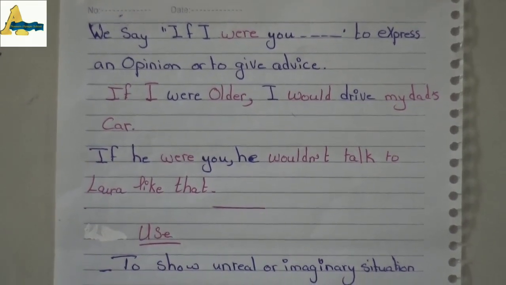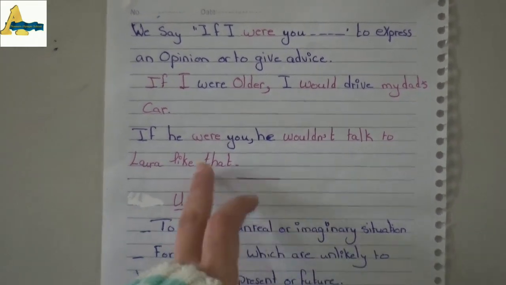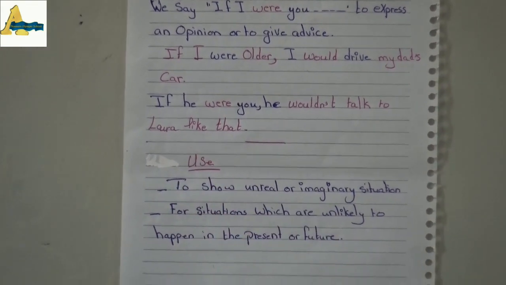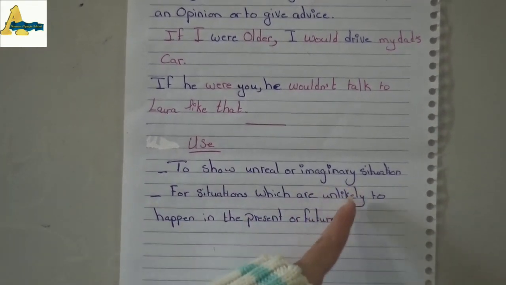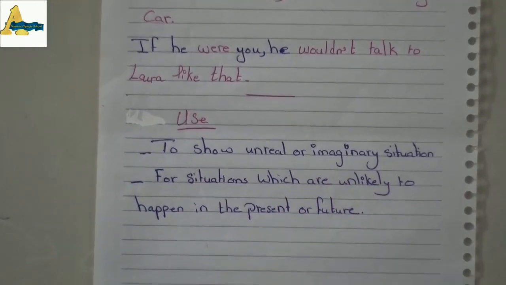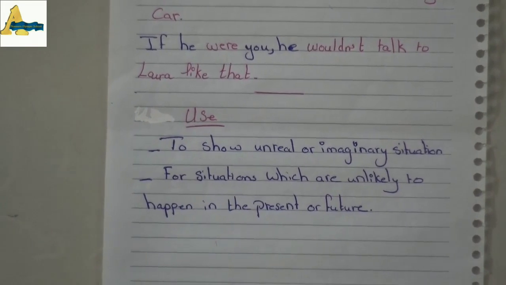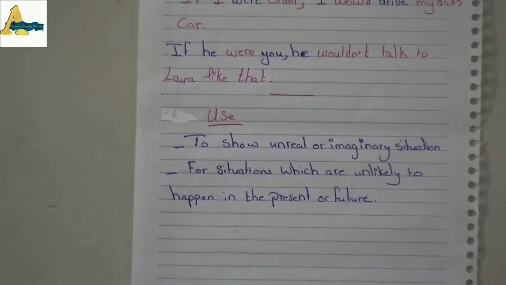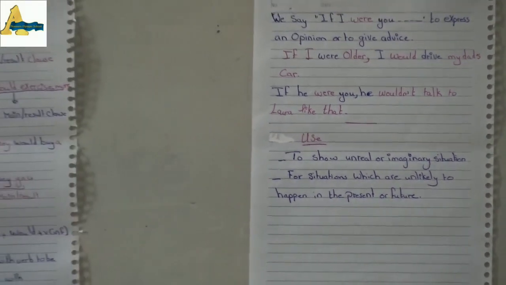The important issue in the if conditional is that we know why we use it: to show an unreal or imaginary situation, or situations which are unlikely to happen in the present or future. It means that if you are dreaming or imagining things, you are going to use the if conditional. If I were a queen, I would live in a villa.